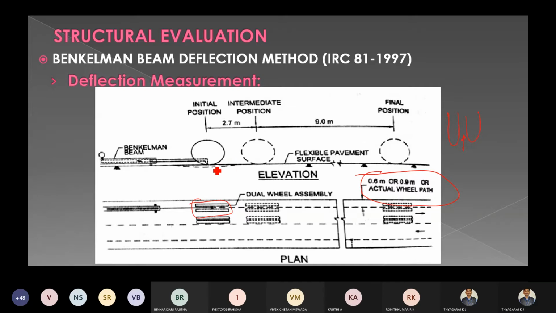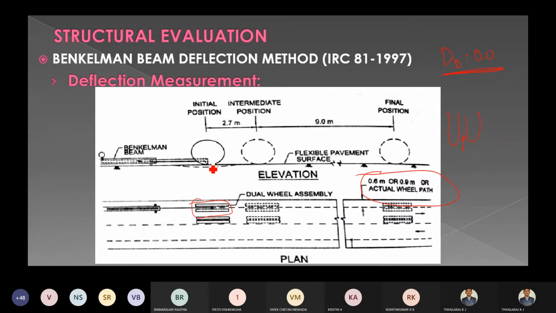And what you are going to do is level the beam, insert the probe end of the beam into the wheel, and note down the initial reading. It should read 0.0. The initial reading, that is D0, should read 0.0.